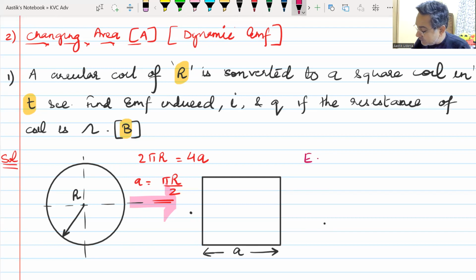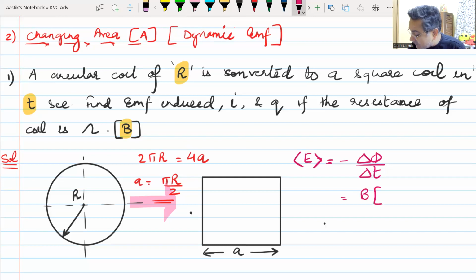The induced EMF is minus delta phi, the change in flux, divided by the change in time. Remember, here we are calculating the average EMF that has been induced. The negative sign only tells us the direction, so forget about the direction. What is the change in flux? There is B. Nothing is said about the angle between B and A, so we will assume that the angle between B and A is 0. It should have been mentioned, but I forgot to mention it. So the angle is 0, and B is the magnetic field.